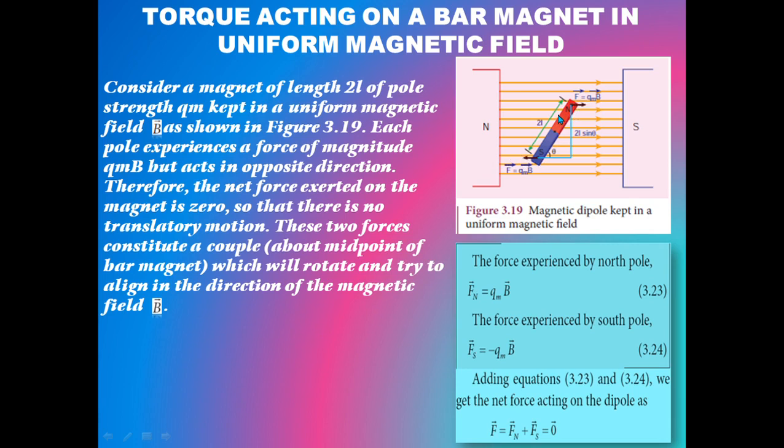Therefore, the net force exerted on the magnet is 0, because both forces are equal but act in opposite directions. So there is no translatory motion. These two forces constitute a couple about the midpoint of the bar magnet, which will rotate and try to align in the direction of the magnetic field B vector.